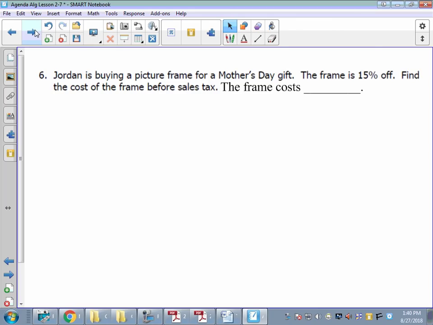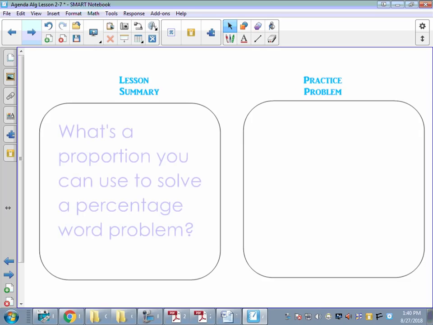The next problem I'll let you guys do. I put a blank for the frame cost here. You can put whatever you want in there, and it's 15% off. They want, before sales tax, what the frame costs with 15% off. So that's a decrease problem, just like the one before, but a decrease problem.